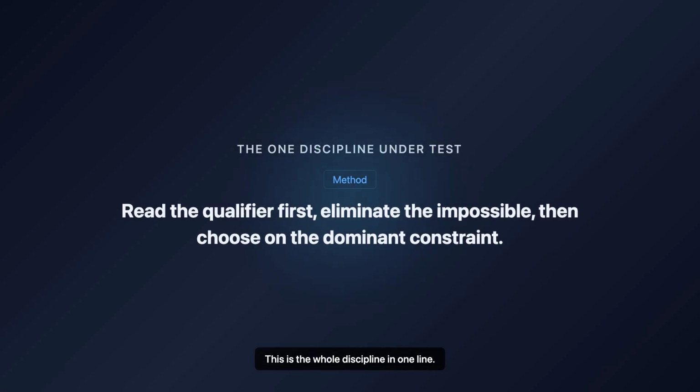This is the whole discipline in one line. Read the qualifier first. Eliminate the impossible, then choose on the dominant constraint. In production, the critical requirement is often buried in a single line of the spec, and missing it means rework, outages, or an architecture that technically functions but fails the actual need. Building the habit of finding that constraint before evaluating options is how experienced engineers avoid that failure mode.